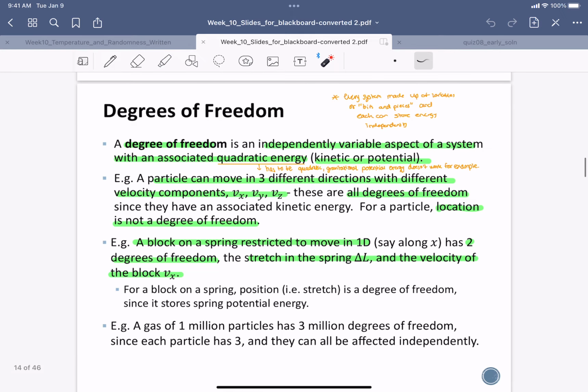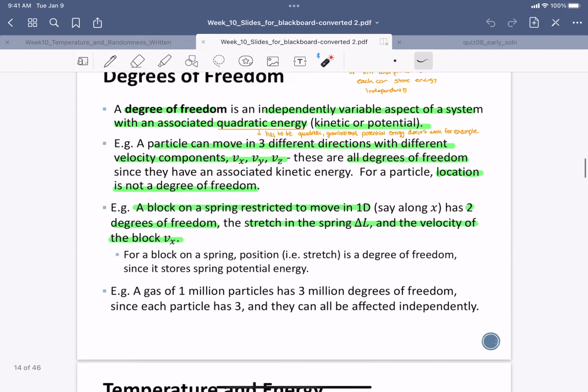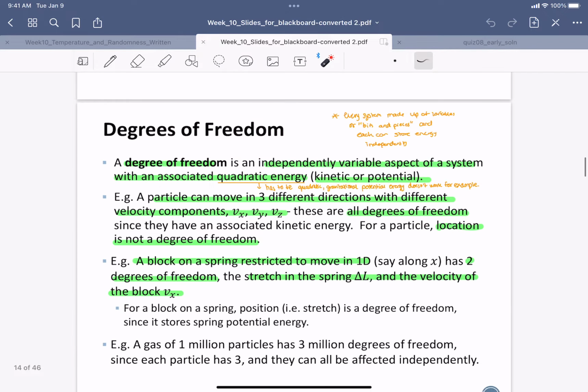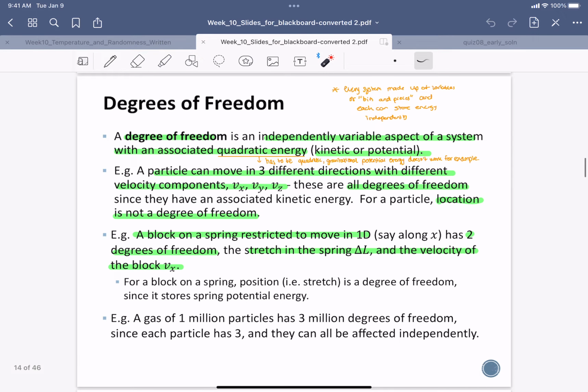This degrees of freedom stuff, I don't think they went too in depth with it, because this is something that you're going to be doing for the first 4 weeks of Physics 2. So I wouldn't worry too much about it. Just generally know that degrees of freedom is more or less the ability of a particle to have freedom of motion in different directions.